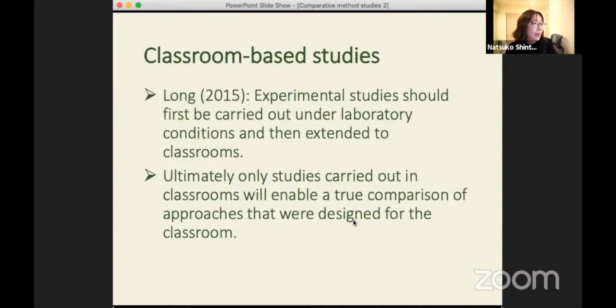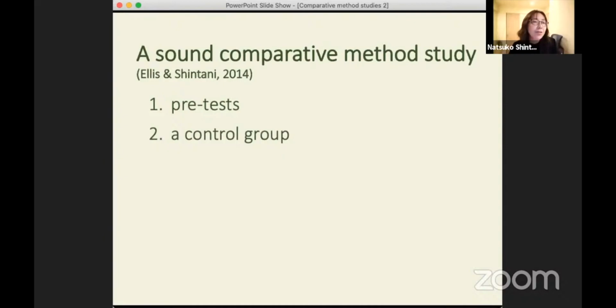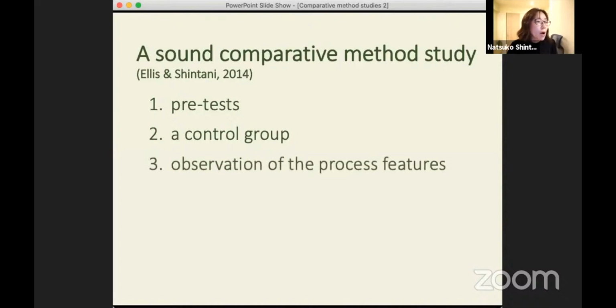However, comparative method studies are notoriously difficult to conduct because controlling various factors is not always easy. In my co-authored book, we suggested six conditions for comparative method studies in order to provide conclusive evidence. A pretest and a control group are needed to establish that learning takes place in the particular group, not simply as the result of a test practice effect or of general exposure to the target language. Observation of process features is needed to establish internal validity, what's happening within the lessons or instruction.